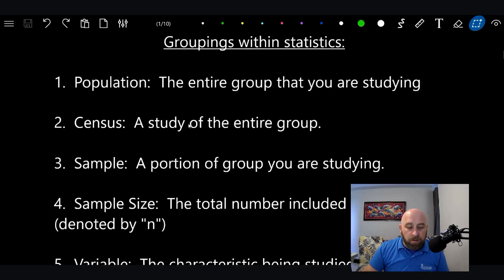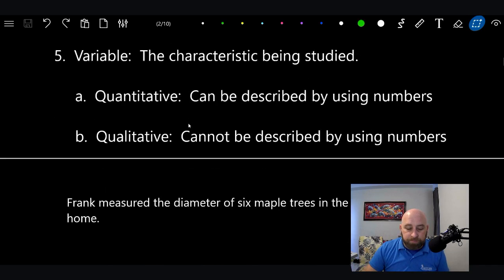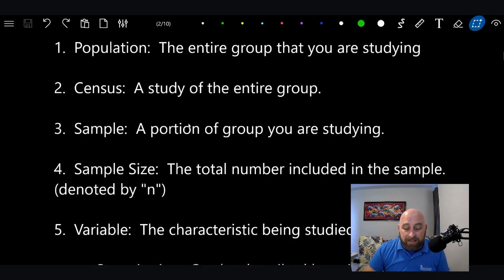All right, so let's go up here. What is the population that he is studying? The woods. He's studying maybe maple trees in the woods, but he's studying the woods. What is the census? A study of the entire group. So what's his census? His census is his studying of the entire group. Did he census? He did not. He did not go to every single tree in the woods. He did a sample, number 3.